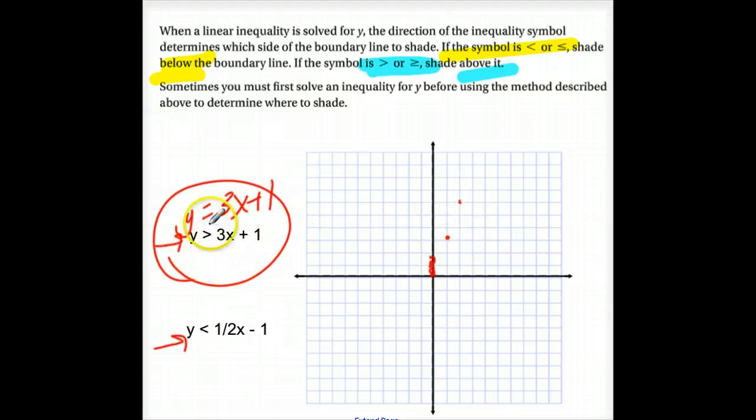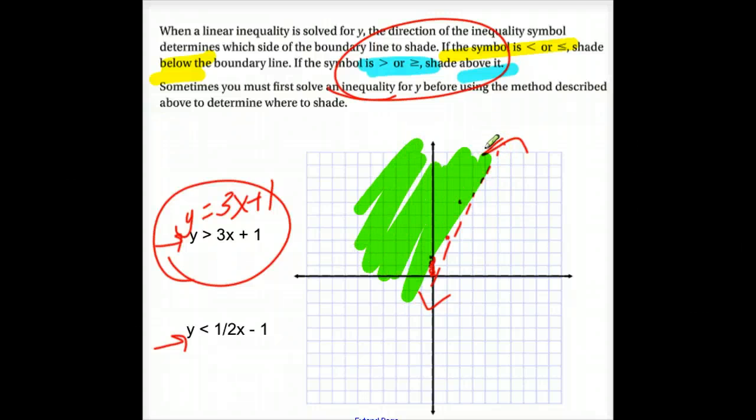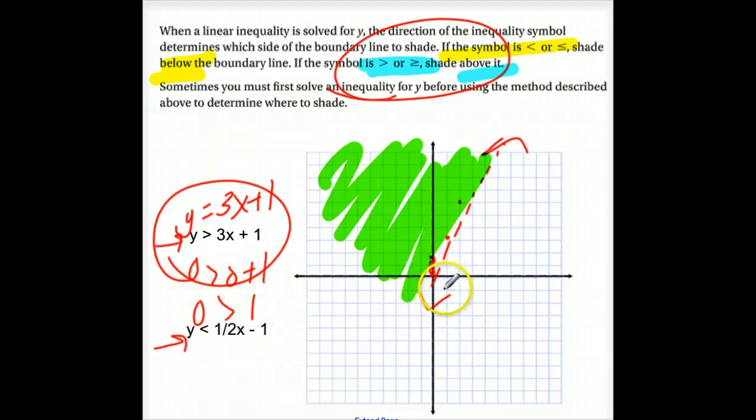It's a greater than sign, so it's going to be a dashed line. And since it's a greater than symbol, I'm going to shade everything above the line. This over here would have been below, but here's my above. And if you're not sure, you can always just test the point 0, 0. 0 is greater than 3 times 0, which is 0, plus 1. 0 is greater than 1 is not true. Therefore, I shade where 0, 0 doesn't fall. In my line, it would actually go over here. So 0, 0 was not a solution.